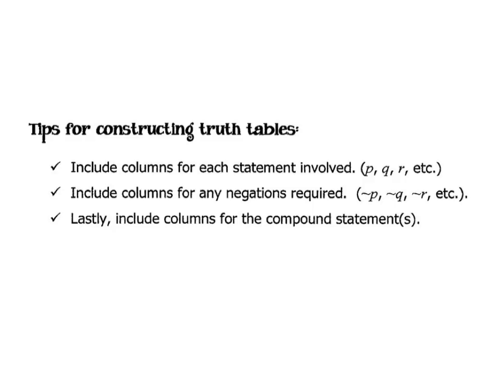All right, so always include columns for each statement involved. If you've got P, Q, R, etc., one column per statement, okay? Also include columns for any negations that are required. So not P, not Q, not R, etc. And lastly, include columns for the compound statement. So we always want a statement at the end that describes what our compound statement is.